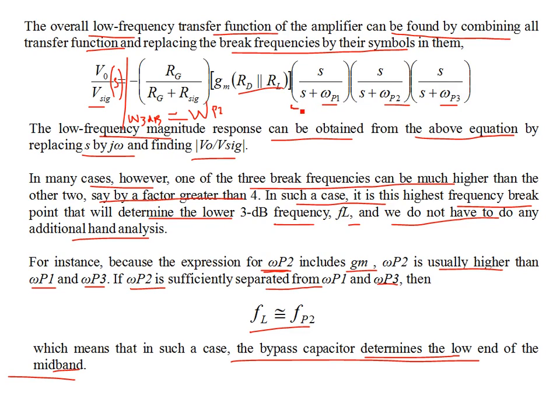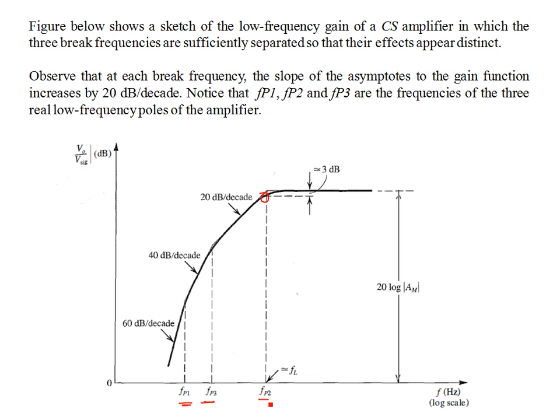For example, the first factor has a roll-off of 20 dB per decade. The second is going to add up in logarithm, so if you take the log of these terms, it will be minus 40 dB per decade. If you combine three, it will be minus 60 dB per decade. But omega P2, being higher than P1 and P3, is determining your 3 dB frequency.